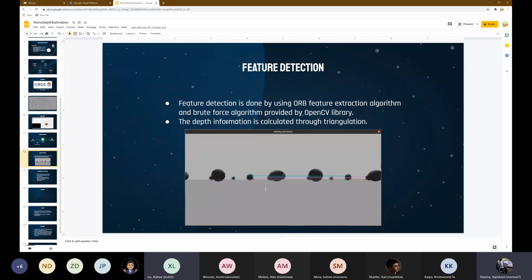Great, I think this is a good initial. Go ahead, Sim. Yeah, I have a question. Do you know the size of these spheres beforehand? Because otherwise, how are you assuming how near or far these spheres are? The depth information is calculated based on triangulation. I will show you.